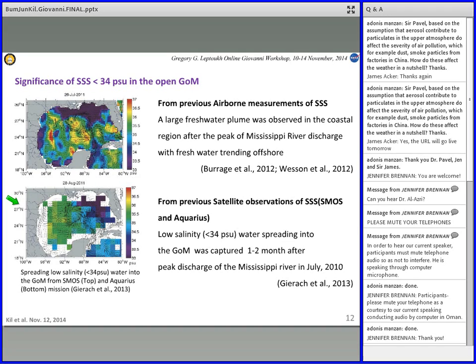Thus, low salinity less than 34 PSU is a presumable indicator of a fluvial source. And remember, the sea surface salinity can be used as an indicator of dissolved nutrients from the river. So, this means a salinity value less than 34 PSU is a more presumable indicator of dissolved nutrients from the river water.